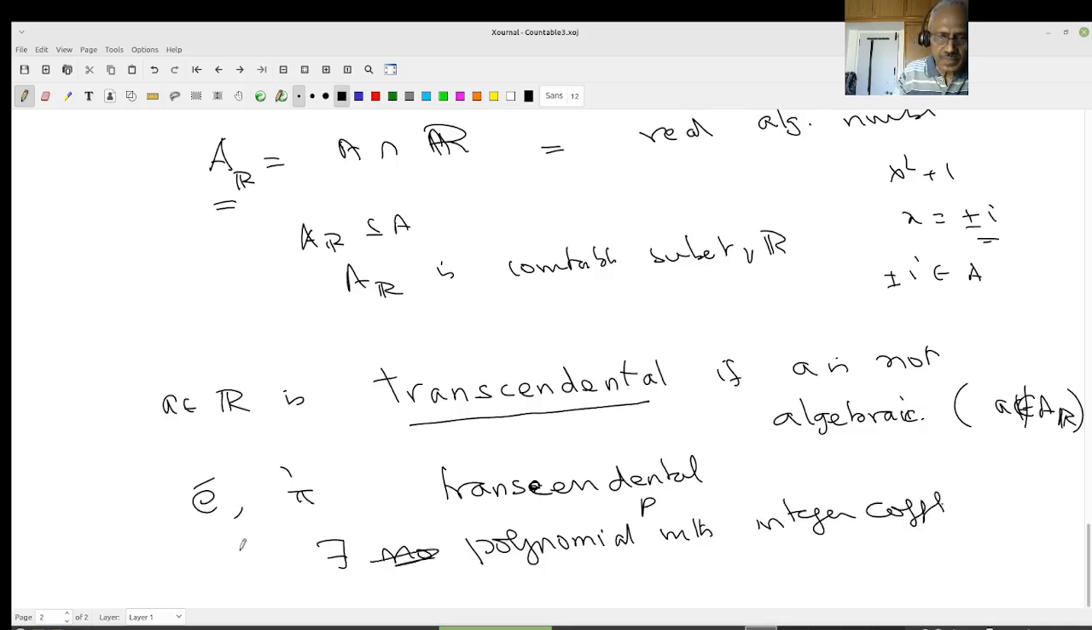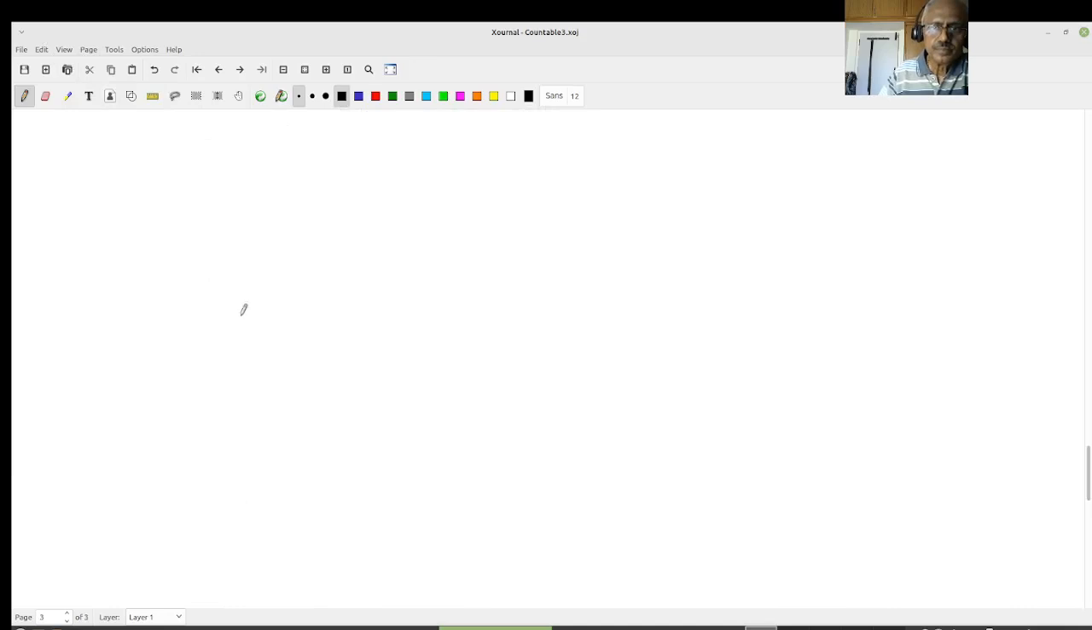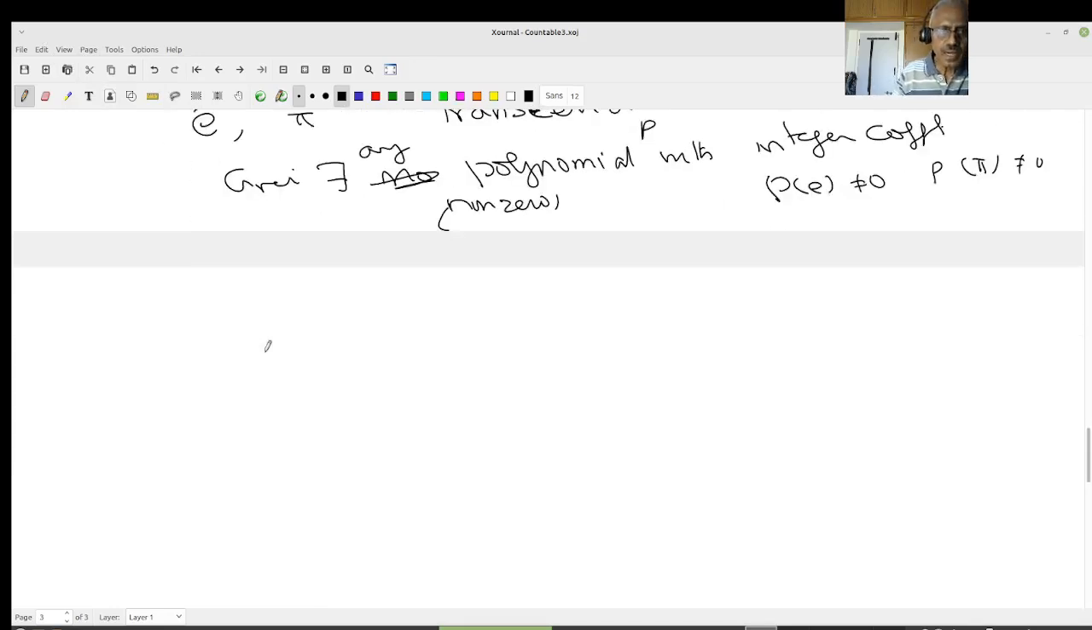That is, given any non-zero polynomial p with integer coefficients, p of e is not equal to 0 and p of pi is not equal to 0. You understand? Now R, I am writing it as A union T, where T is R minus A. What is T? T is the set of transcendental numbers.